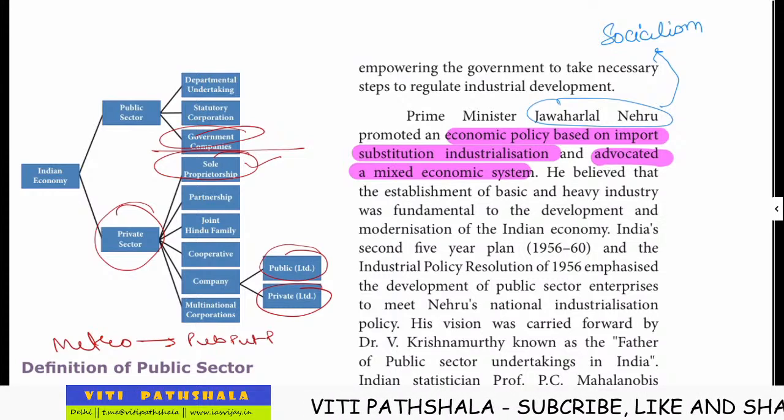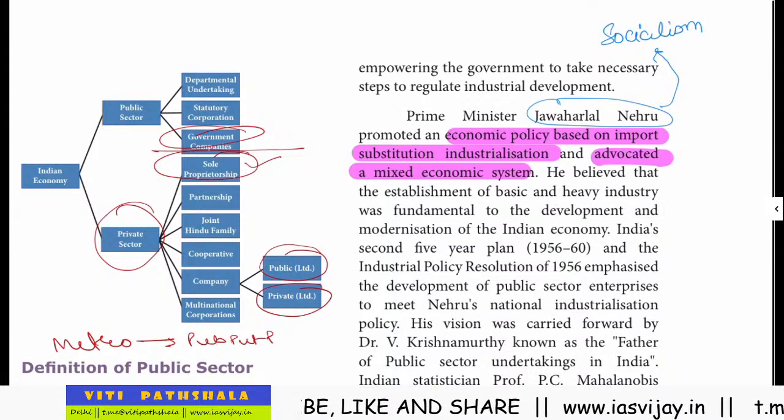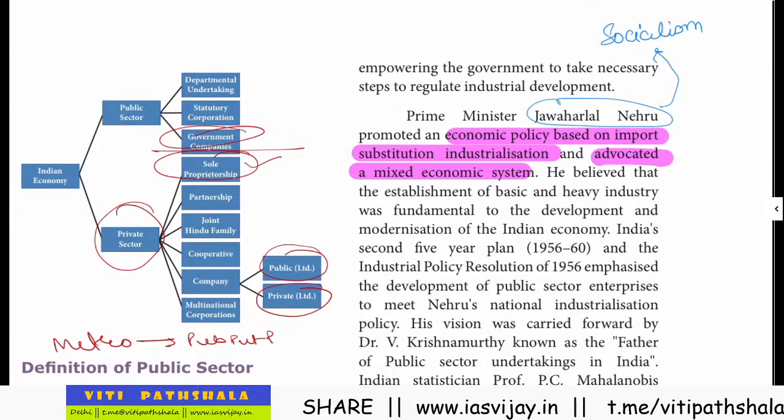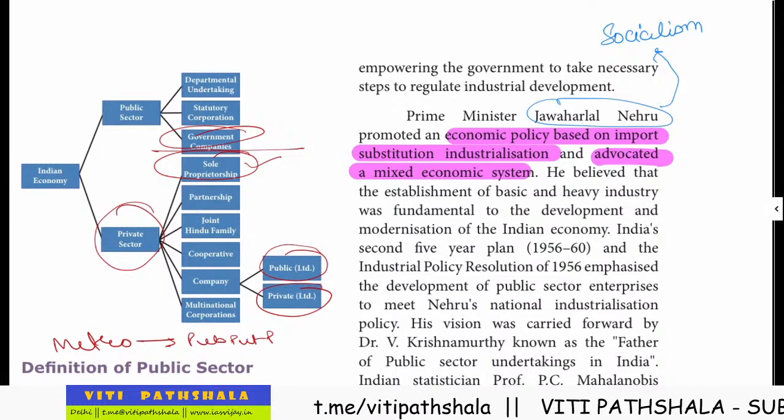He believed that the establishment of basic and heavy industry was fundamental to the development and modernization of the Indian economy. Now India's second 5-year plan, now this is an important point.